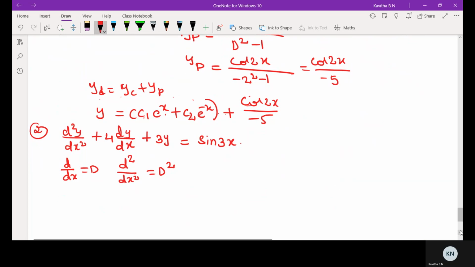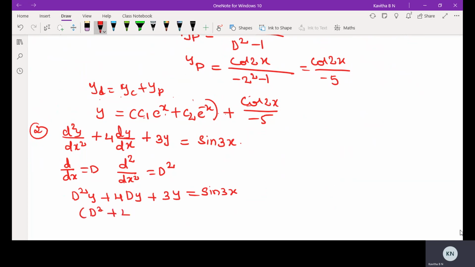Then (D² + 4D + 3)y = sin 3x. Take y common here: (D² + 4D + 3)y = sin 3x.